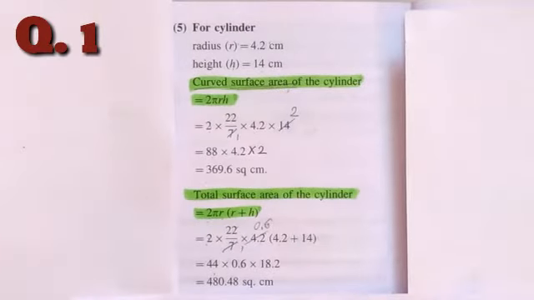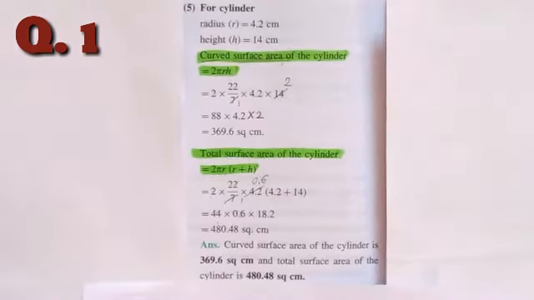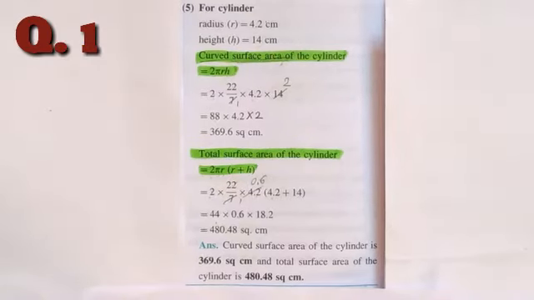If you do the calculation, we get the answer, that is 480.48 square centimeter. This is nothing but the total surface area of the cylinder. Let's write the answer in words. That is, curved surface area of cylinder is 369.6 square centimeter and total surface area of the cylinder is 480.48 square centimeter. Take a screenshot and write it systematically in your classwork notebook.